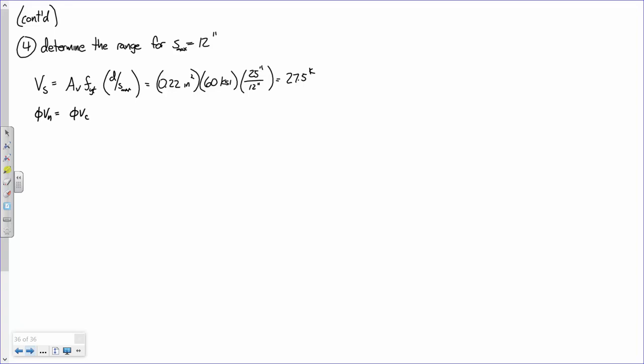So that's phi VC plus phi VS. What is phi VC? 37.95 kips. That's constant, right? Because regardless of what our stirrup spacing is, that's still the capacity provided by the concrete. And for phi VS, 0.75 times 27.5 kips. Everybody okay with that? What do we got? 58.58. Well, I'm going to go with 58.6.